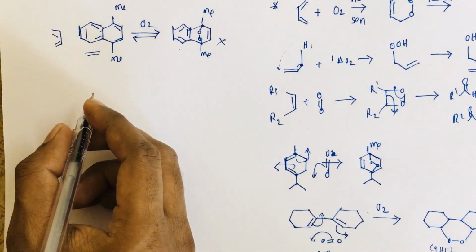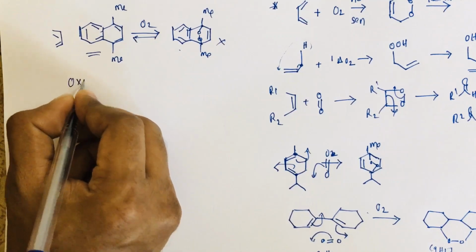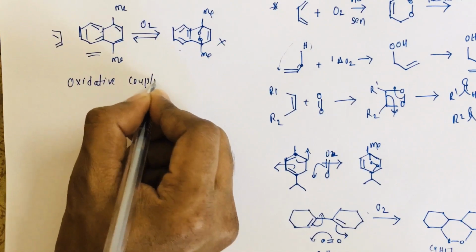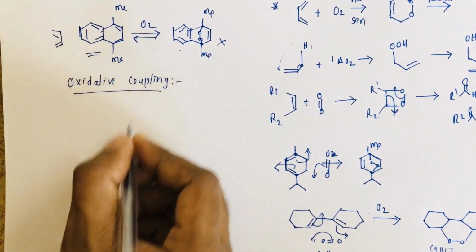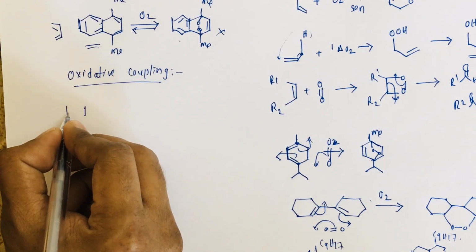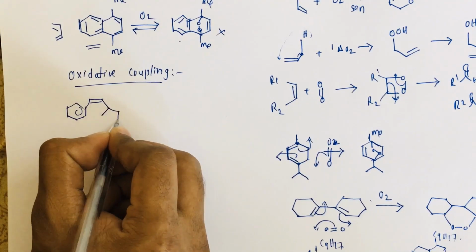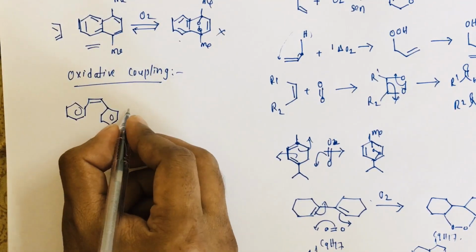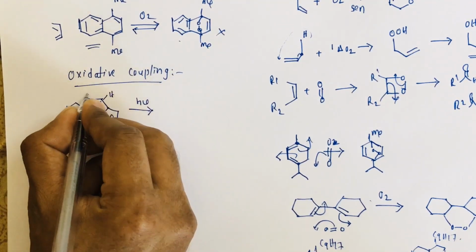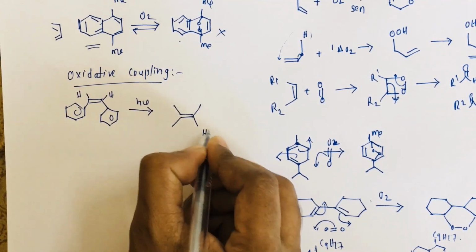And then we also have oxidative coupling reactions. So what will happen in an oxidative coupling reaction? Just coupling takes place. So we have this cis stilbene. If we treat this one with h nu, what product will we get? We'll get trans stilbene.